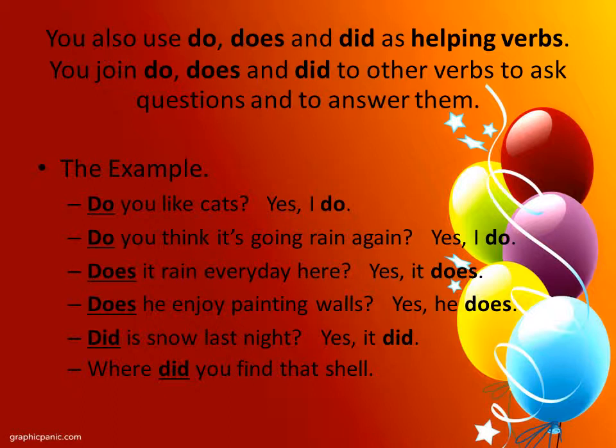You also use do, does, and did as helping verbs. You join do, does, and did to other verbs to ask questions and to answer them. For example: Do you like cats? Yes, I do. Do you think it's going to rain again? Yes, I do. Does it rain every year? Yes, it does. Does he enjoy painting walls? Yes, he does. Did it snow last night? Yes, it did. Where did you find that shape?